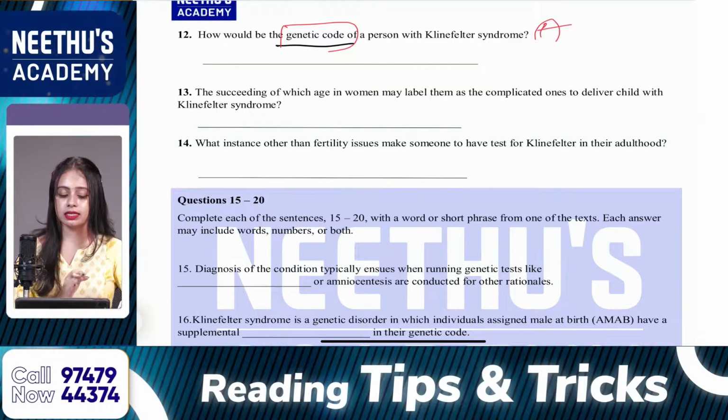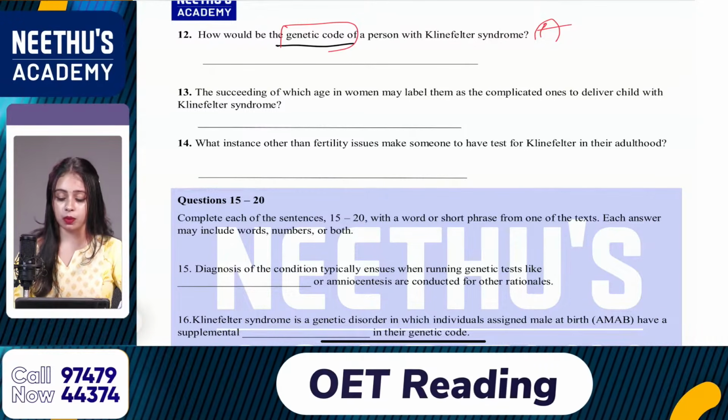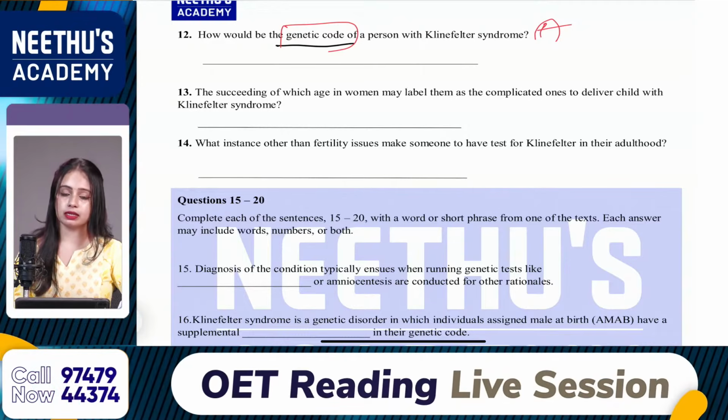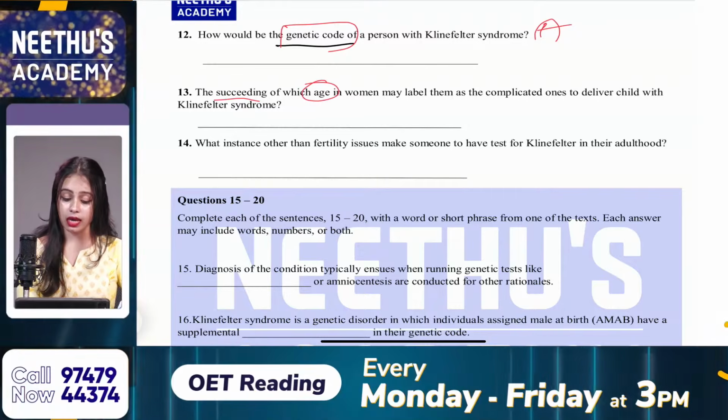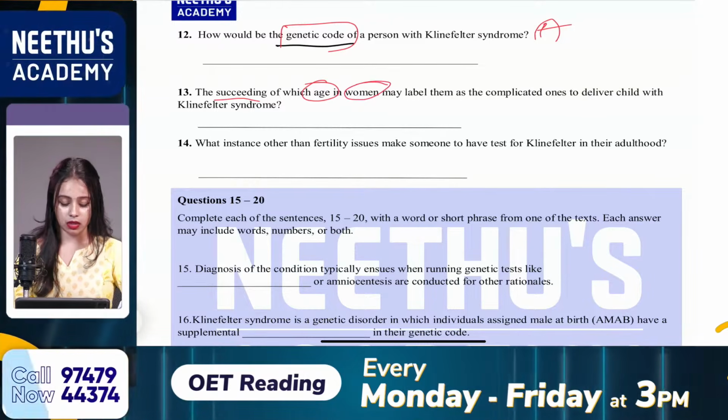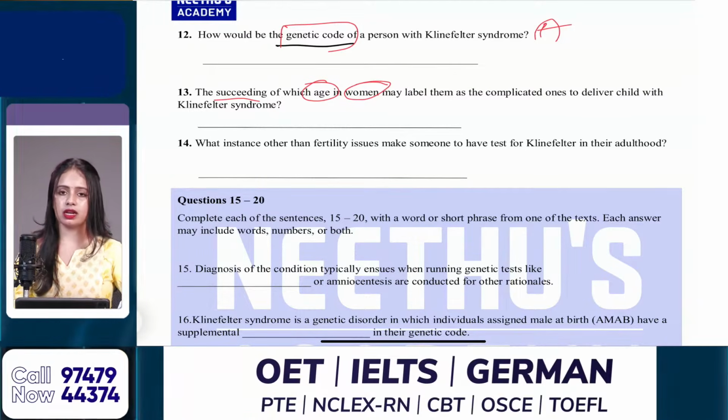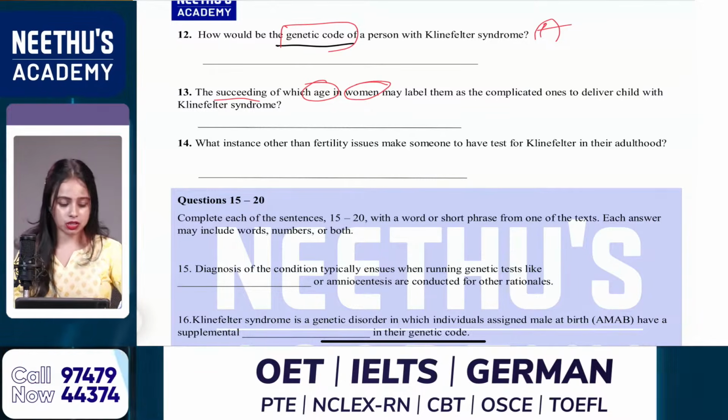13th one: the succeeding of which age in women may label them as the complicated ones to deliver child with Klinefelter syndrome. Okay, so my keywords are succeeding, age, women. So what is the correct answer here? They are asking you regarding which age. Which age?